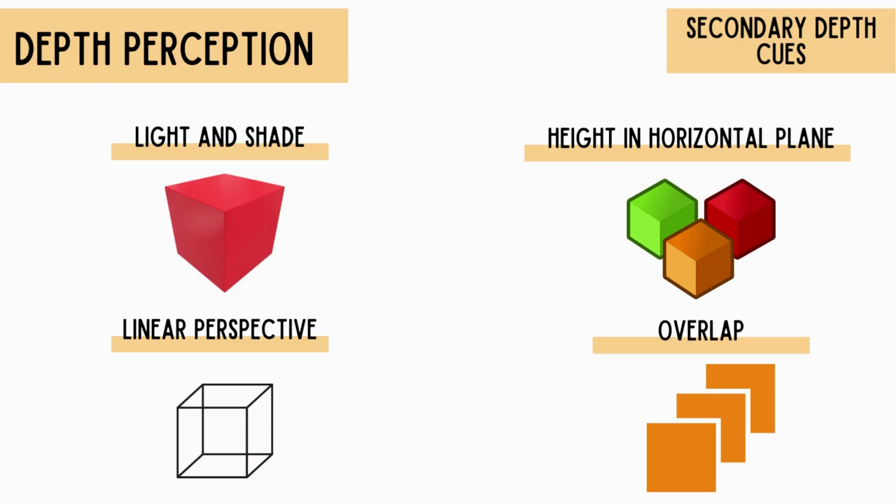Linear perspective. Linear perspective is a depth cue that is related to both relative size and the next depth cue, texture gradient. Height in horizontal plane. Distant objects appear higher than nearby objects. Overlap. An object which obscures the sight of another is understood to be nearer.